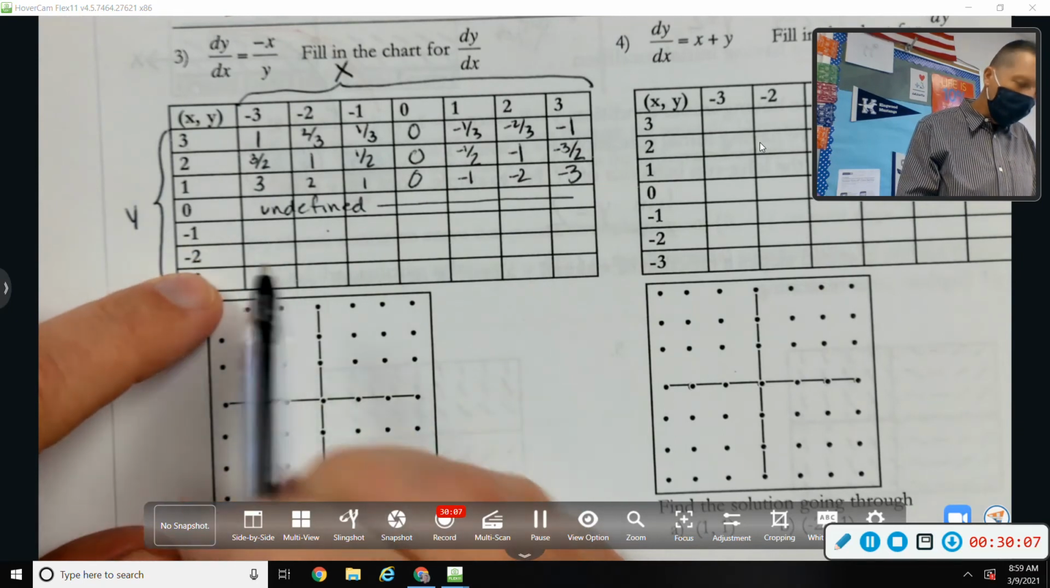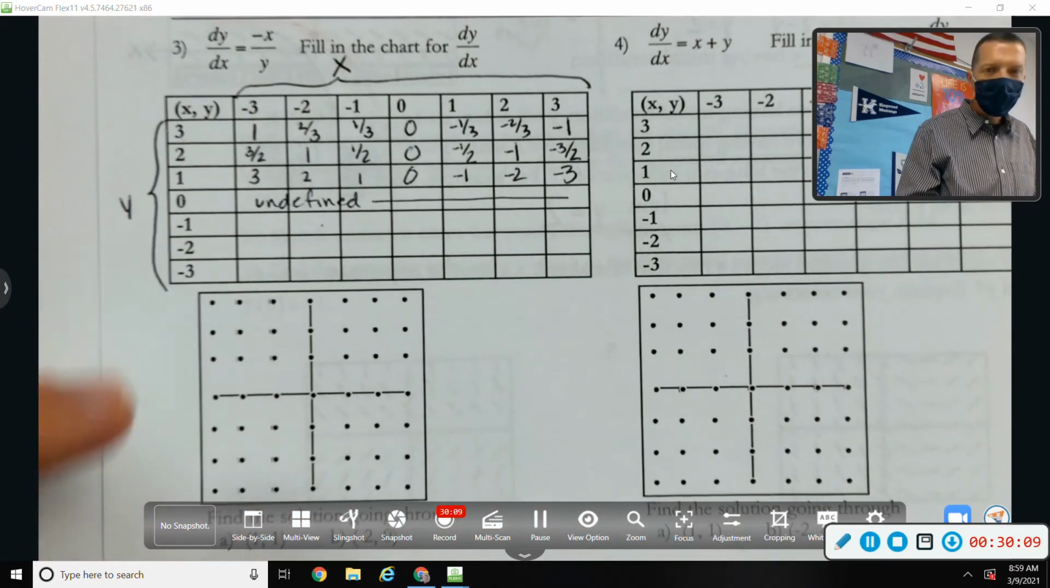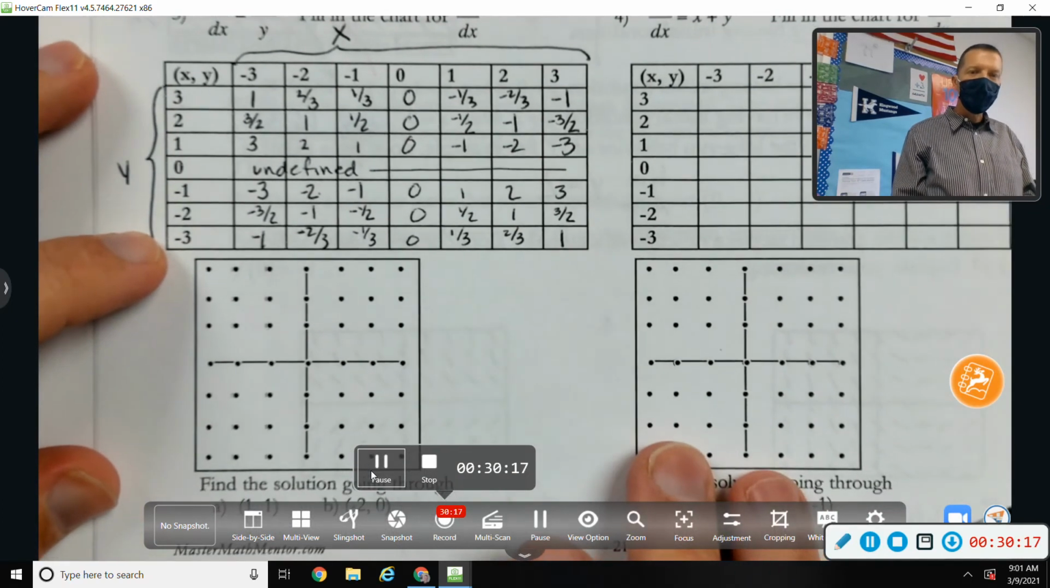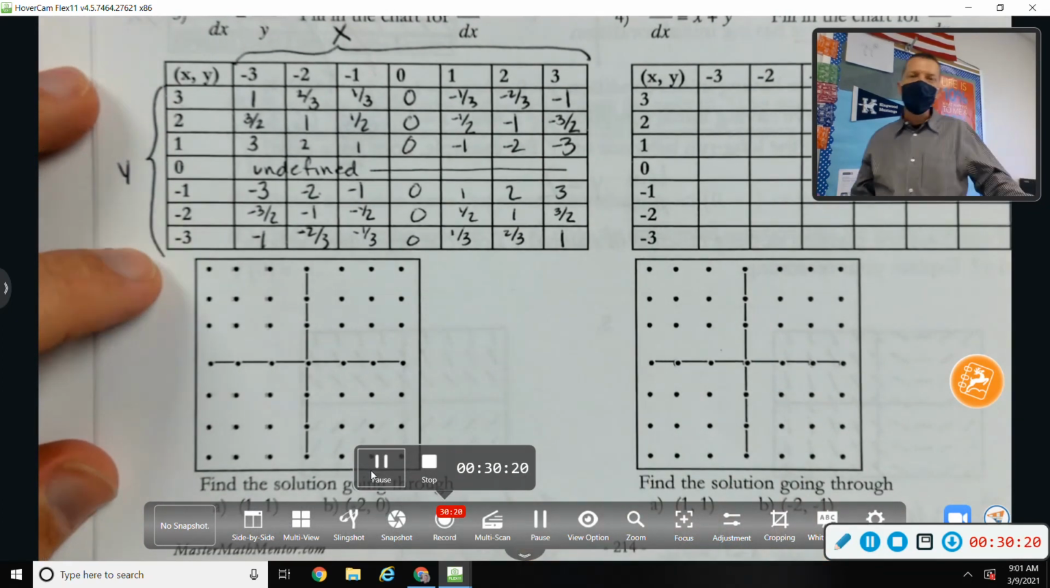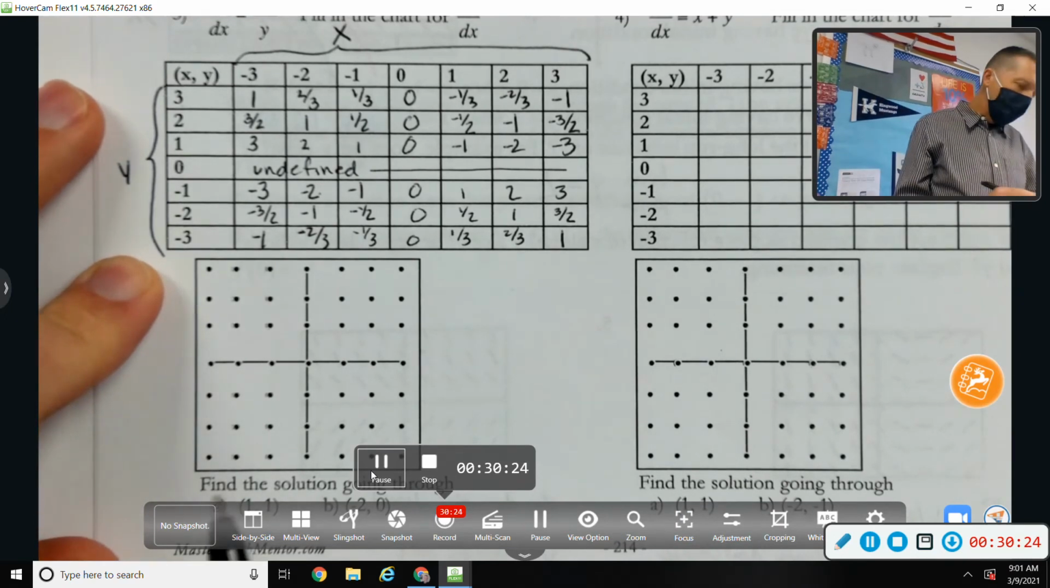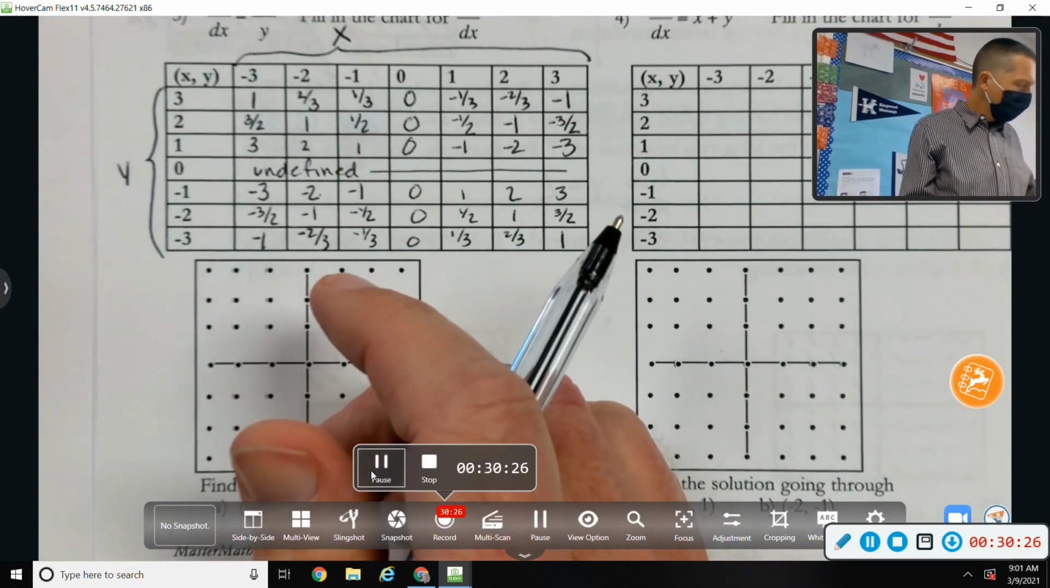All right, keep going. I'm going to pause the video. If you're at home, pause it, finish it out, and then check it when you're done. Compare your answers, and then let's plot those little slope pieces. This one's a little trickier because they're all different, so you just have to be super careful.